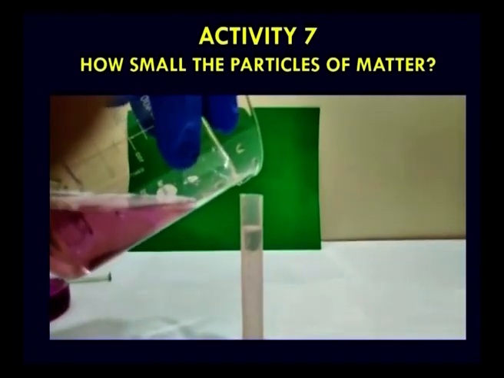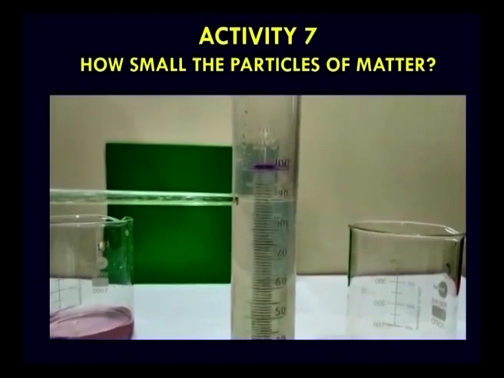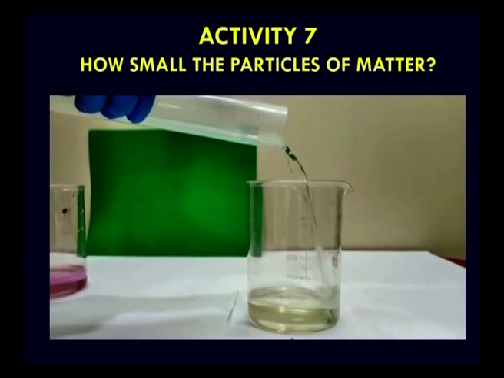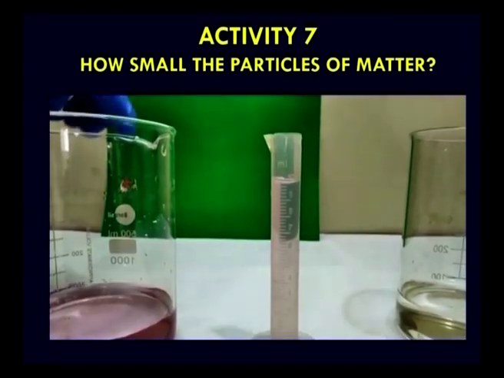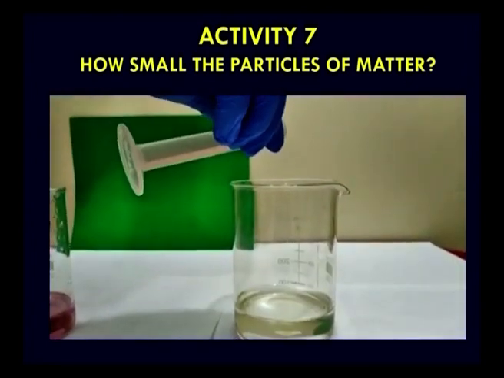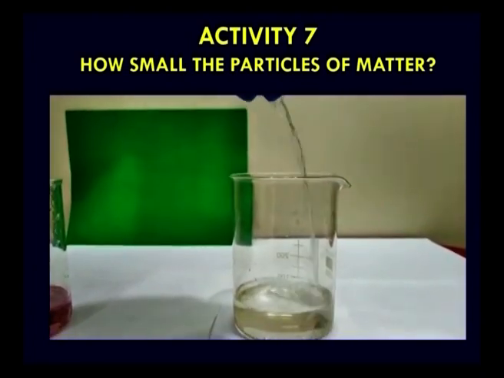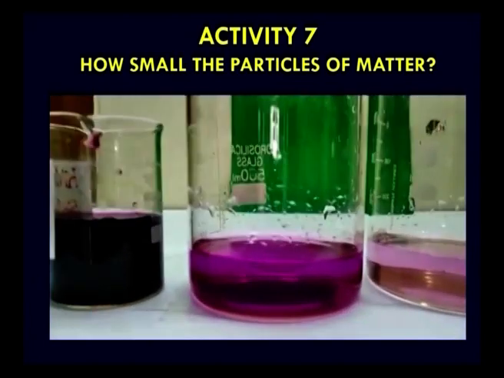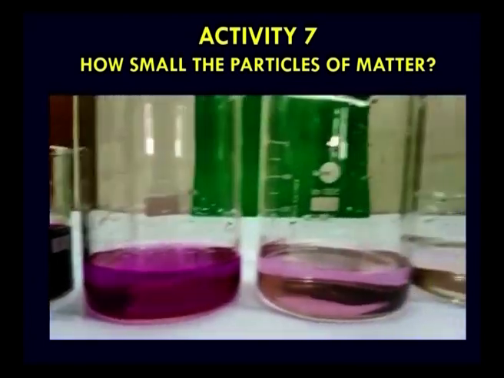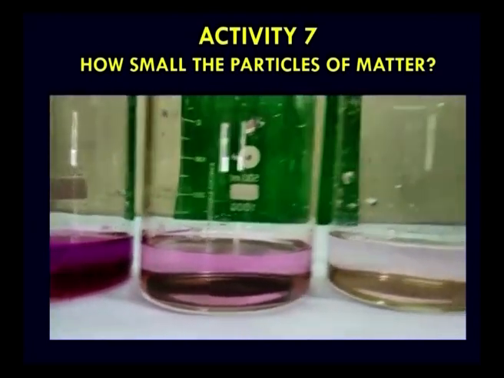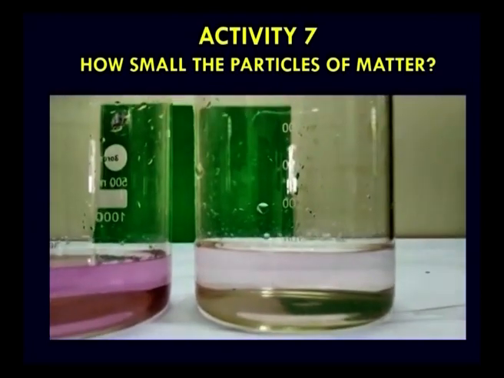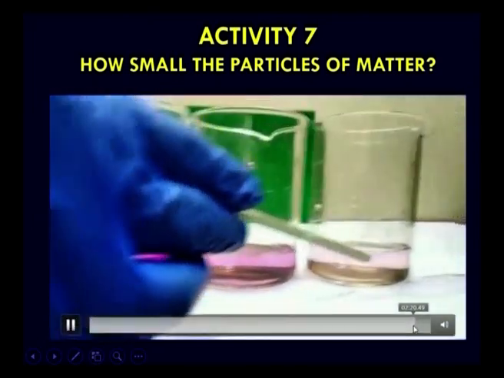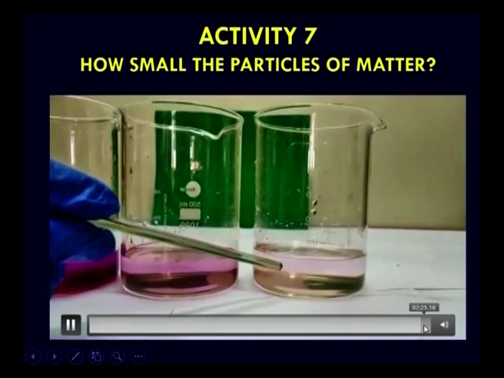Take 10 ml of KMnO4 from the third beaker. Add 90 ml of water into the fourth beaker. Take 10 ml of potassium permanganate solution, add it to the fourth beaker and observe the changes. First beaker of potassium permanganate solution, second beaker of potassium permanganate solution, third beaker of solution, fourth beaker of potassium permanganate solution. Observe the changes.